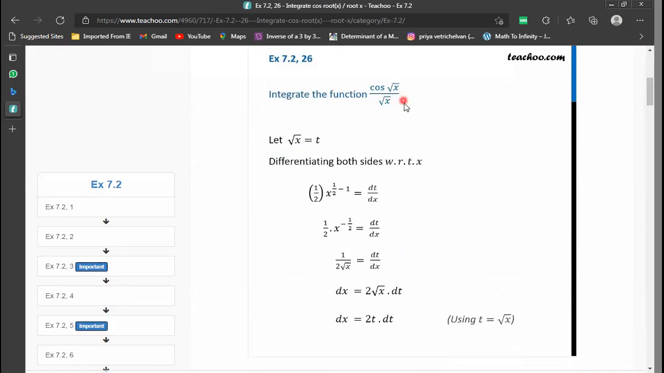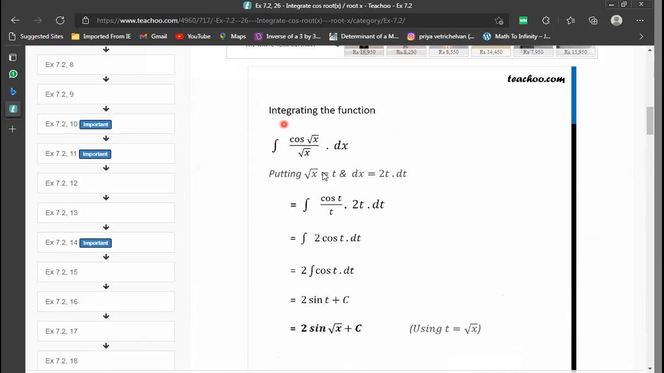So cos square root of x upon root x. So we are choosing square root of x as t. So you have to differentiate both the sides. So you will be getting its value as 2t into dt. So let's change our question. It will become cos t upon t into 2t dt. So this t and this t will cancel out each other. Cos t into 2 can be written as 2 times cos t. Take the 2 outside since 2 is a constant. And when you integrate cos t, the answer would be sin t. And again, you have to put back the value of t, which is root x. So it's 2 sin root x plus c. That's it.